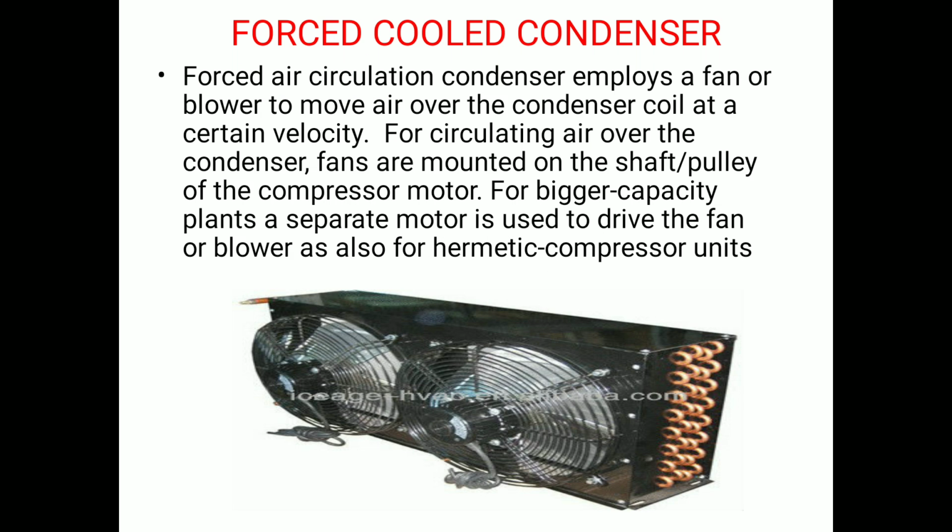Next one is a forced convection condenser. In a forced convection condenser, an external setup is used to force the air. You can see a fan right over there. Forced air circulation condenser employs a fan or a blower to move air over the condenser coil at a certain velocity. For circulating air over the condenser, fans are mounted on the shaft or pulley of the compressor motor. For bigger capacity plants, a separate motor is used to drive the fan or blower, or in hermetic compressor units.